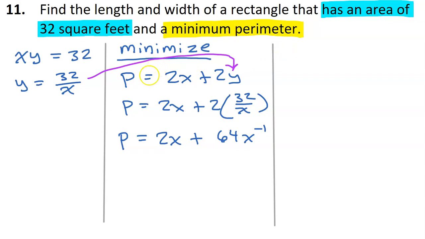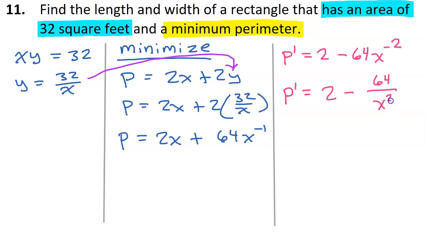Since the minimum perimeter will occur when the derivative is either equal to 0 or undefined, we need to find the derivative. So p prime is equal to, the derivative of 2x is 2, and here comes the power rule. The negative 1 multiplies the 64, and we have negative 64. We decrease the exponent by 1, so we have negative 2. So p prime is 2 minus 64 over x squared.